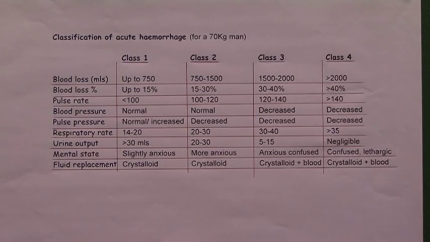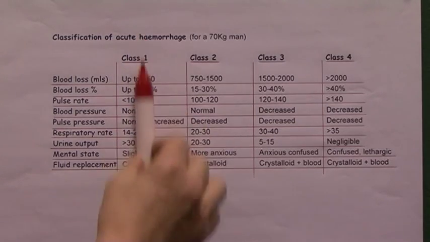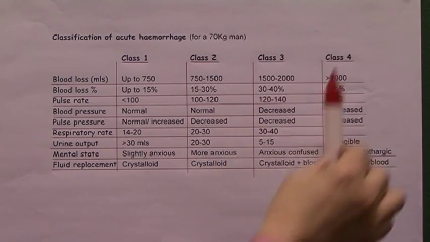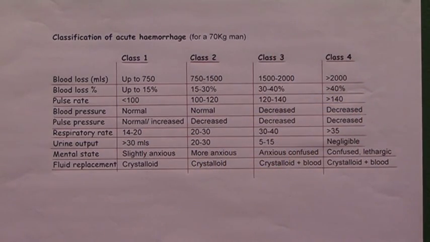So I've just put that all together in one table. Class 1, Class 2, Class 3, Class 4, and we'll just leave that on for 5 or 10 seconds so you can freeze frame it if you want to look at it in more detail.